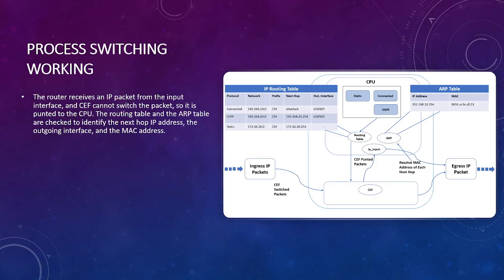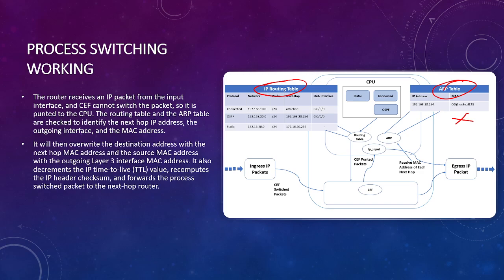The same theory that I have put here: when the router receives an IP packet from the input interface and CEF cannot switch the packet, for example if the ARP table is not populated for some reason, then the packet will be punted and sent to the CPU. The routing table and ARP table are checked to identify the next-hop address. I told you, the routing table and the ARP table are both consulted to find the outgoing interface MAC address.